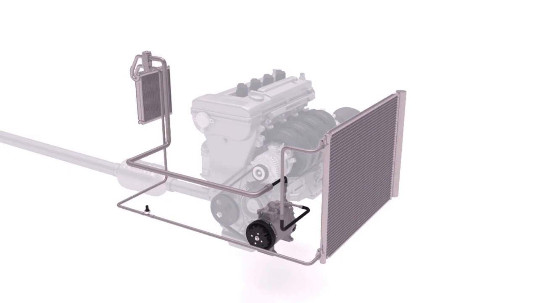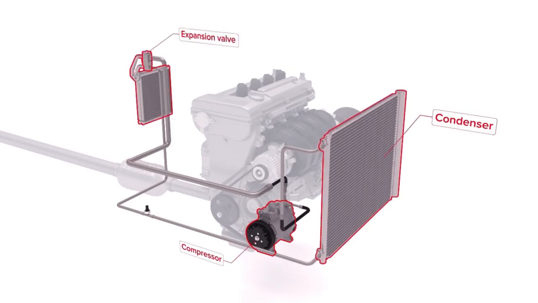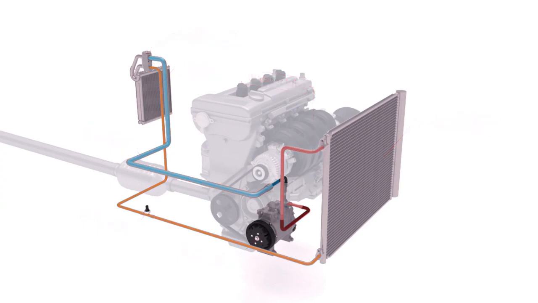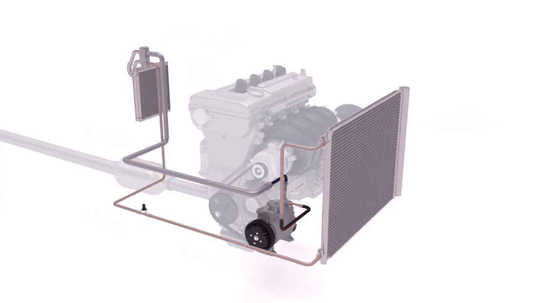The main components of an air conditioning system are the compressor, the condenser, the expansion valve, and the evaporator. And the refrigerant used to absorb the heat in most air conditioning systems is known as R134A. But since January 2017, new car air conditioning systems must use R1234YF for environmental reasons.